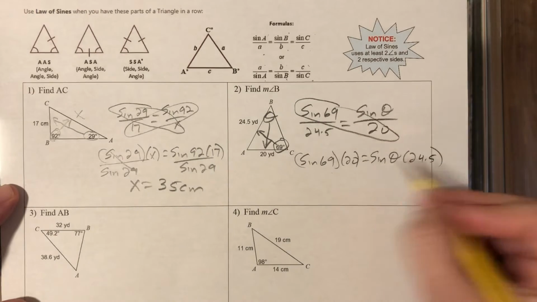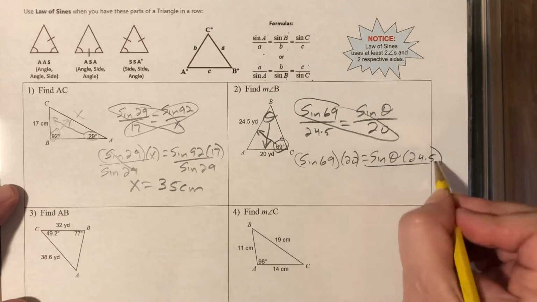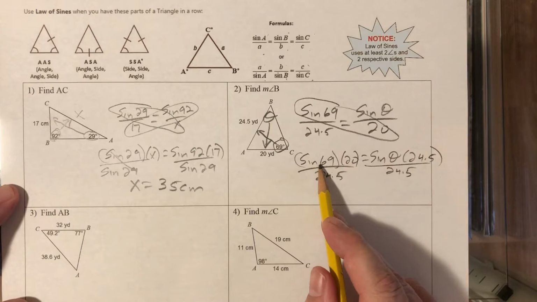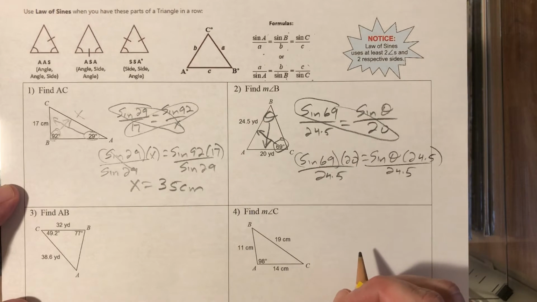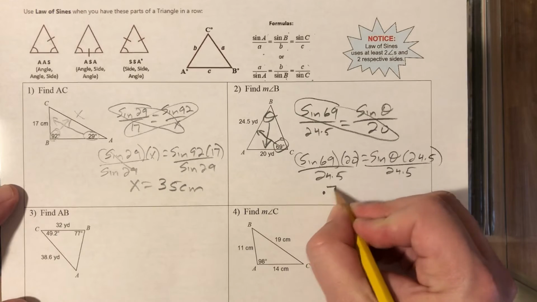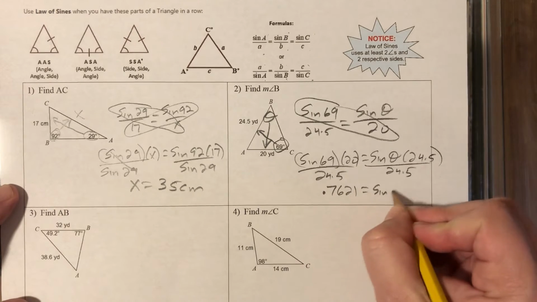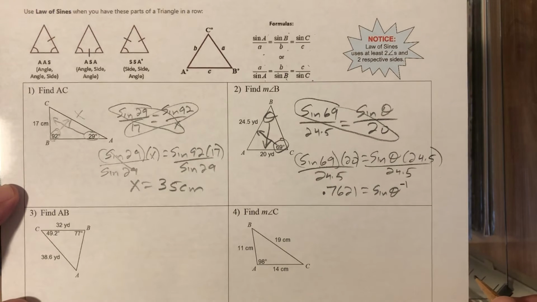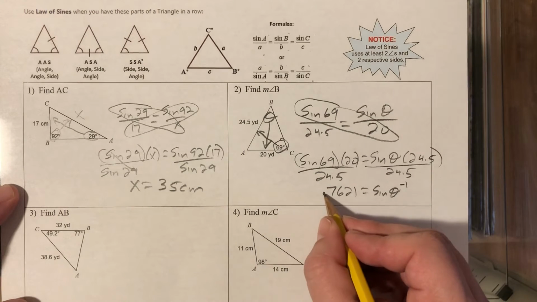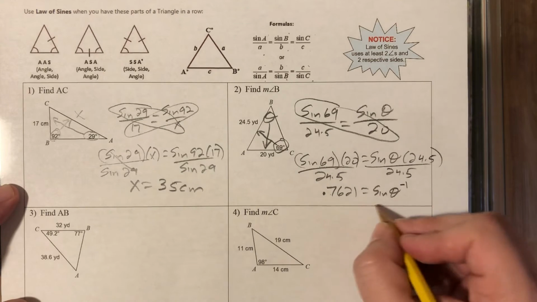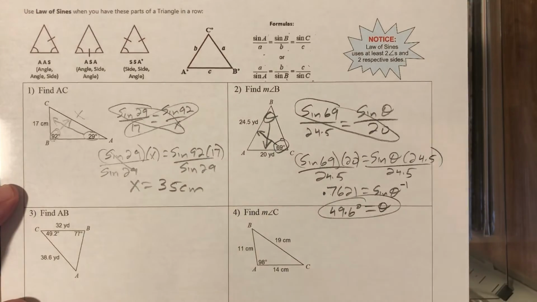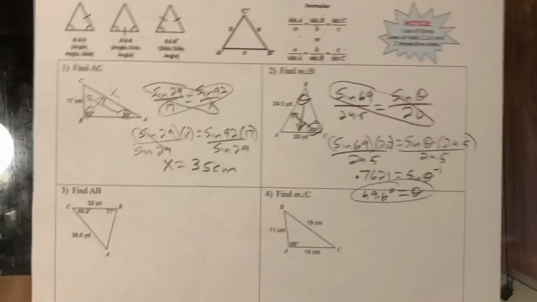Okay, guys? So if we go ahead and isolate sine of theta, what we're going to do is we're going to take sine of 69 times 20, and then we're going to divide that by 24.5. When we do, we get 0.7621 equals sine of theta. And that's where you're going to do one of those inverse ratios, okay, and find the measure of the angle. So do the inverse second key and then sine, and then you're going to type in 0.7621, and you'll find out that theta is equal to 49.6 degrees. Okay? So that's how you solve that one. All right, let's look at another example.